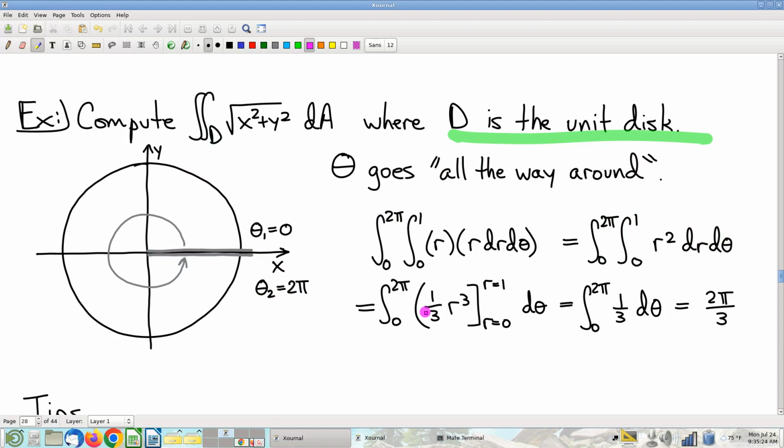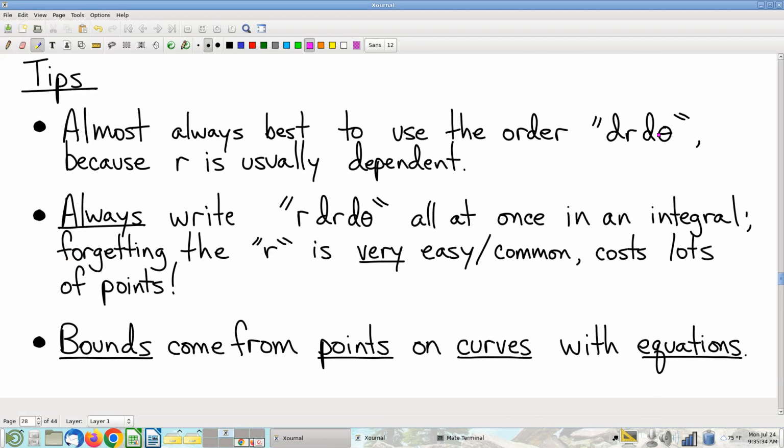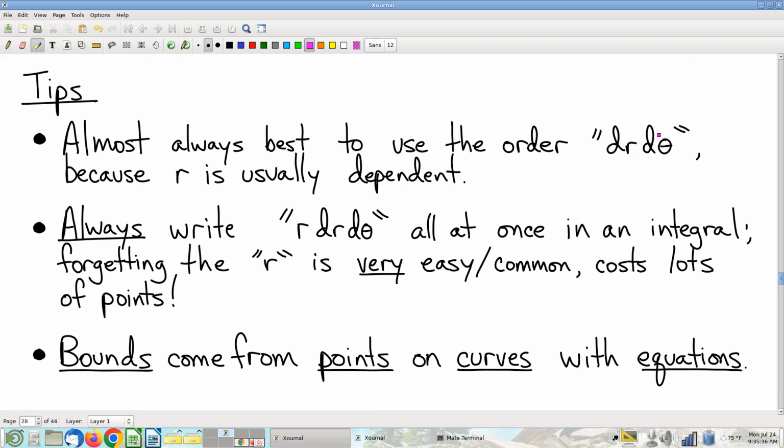Alrighty, and then plug and chug, of course. Now y'all know how to do the plugging and chugging, so I'm going to skip over those parts. Okay. All right. So now, before we go on, I do have some tips that I think are useful that I want to advise you of before we start doing more and more examples.